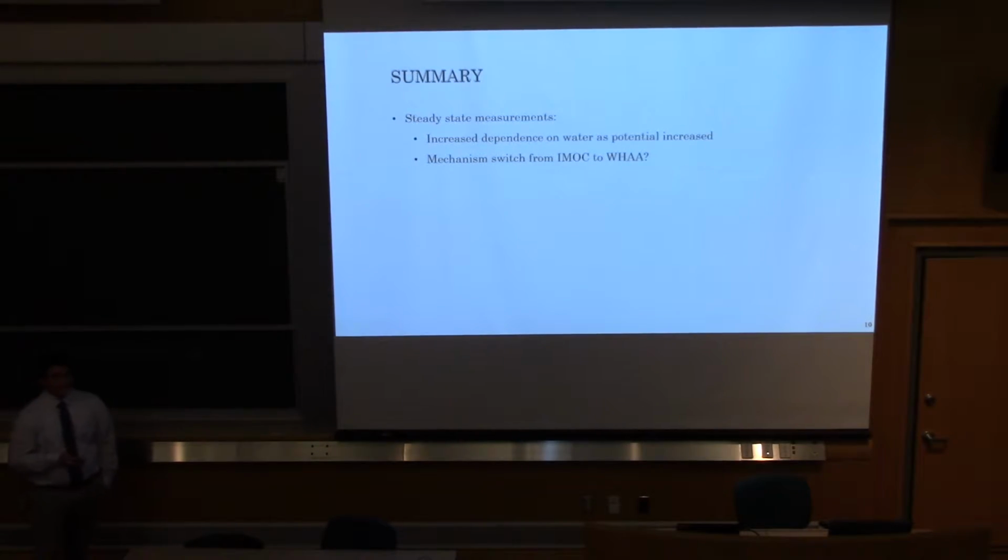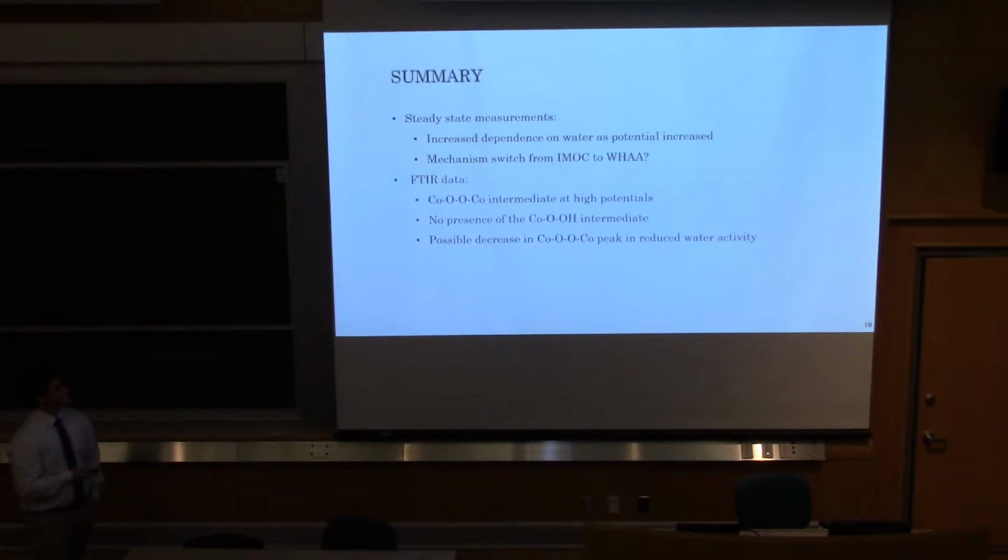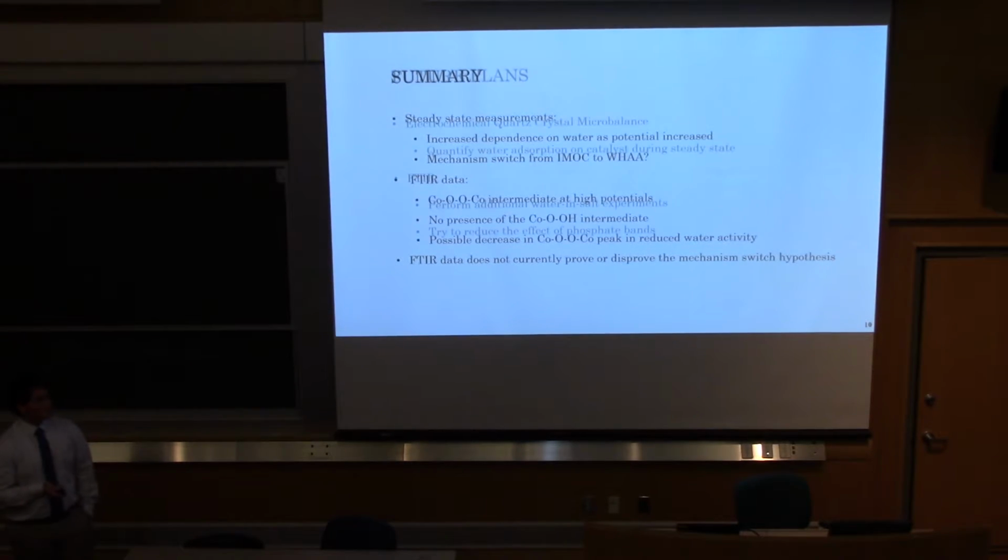So in summary, the steady state measurements that we collected had an increased dependence on water as the potential increased, which led us to propose this mechanism switch. And for the FTIR data, that superoxide intermediate was present at high potentials, and we currently don't know if there's any presence of that peroxide intermediate. From the water and salt data, we can see that the peak at 1014 could possibly be reduced with water activity in the earlier scans. However, in the later scans, it seems to be diminished. And so currently the FTIR data doesn't really prove or disprove our mechanism switch hypothesis. We'll need more data to determine that.